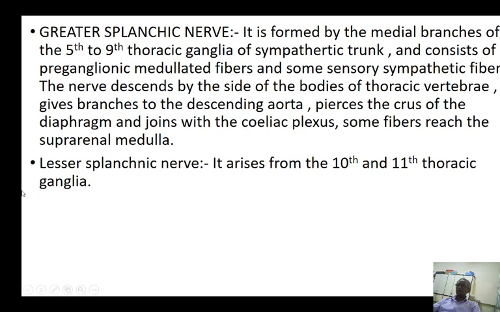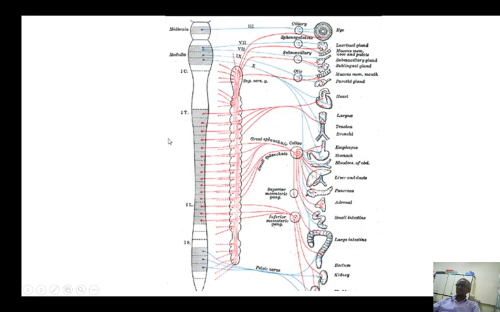and some sensory sympathetic fibers. The nerve descends by the side of the bodies of the thoracic vertebrae, gives branches to the descending aorta, and pierces the crus of the diaphragm. Likewise, here we are showing the ganglion going up to the celiac ganglia, passing through the sympathetic celiac ganglia, like that.